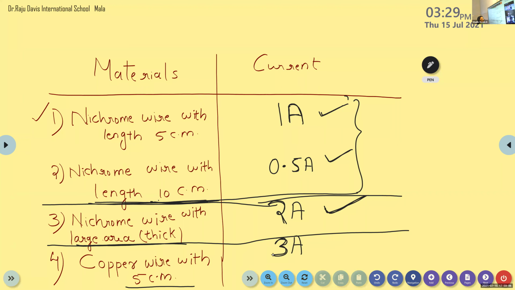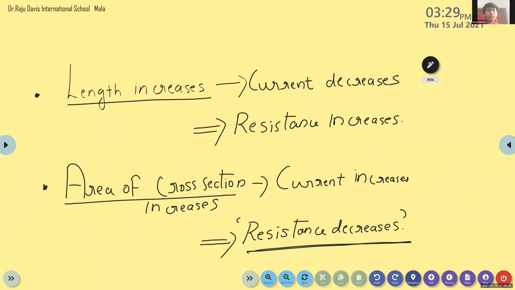What about the value of the current that we get when we connect a copper wire in the gap between X and Y in the electric circuit? It is 3 ampere, right? Yes, ma'am. And from this table it is clear that this value is entirely different from the value of the current in the above cases. So from this we can conclude that another factor that depends upon the resistance is the nature of the material, along with the length and area.